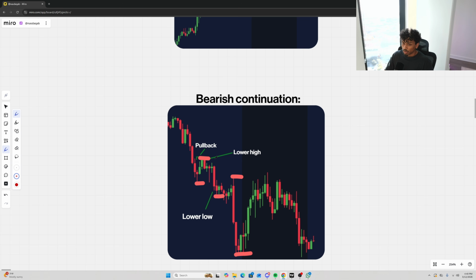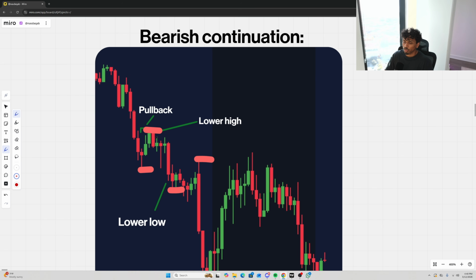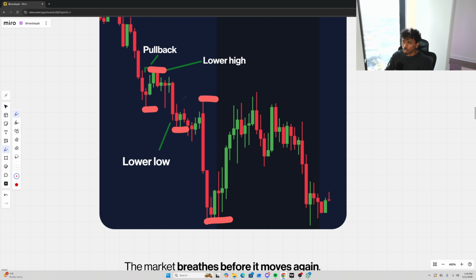So this is the pullback right here where we've pulled back into the gap, and then we have a structural high over here. So if you get an entry somewhere over here, your stop loss wants to be at this structural high, right? Same thing if you get an entry somewhere over here, let's say you have drawn liquidities lower, you want your stop loss to be at a structural high, which is over here. This is the point of invalidation, right?